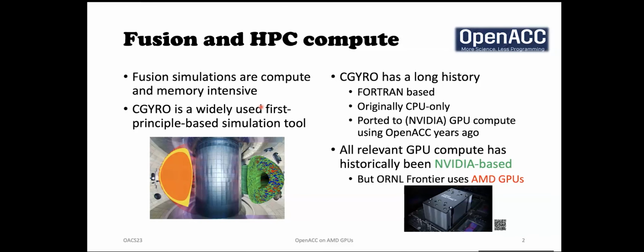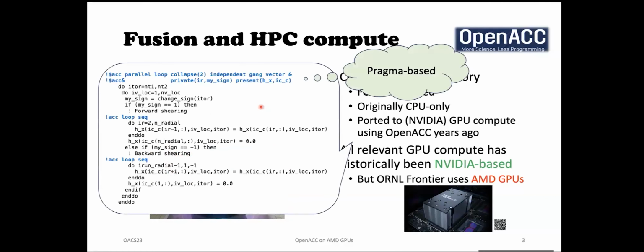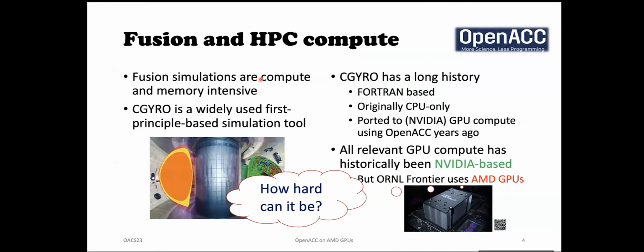It has always been in Fortran, but it was originally CPU only, and was eventually ported to NVIDIA GPUs at the time when Titan came alive, and we used OpenACC for that. Now, recently, Frontier at ORNL came along with AMD GPUs, and we had to find a way to use them. I hope everybody knows OpenACC and what it looks like. You just add a few pragmas. There is nothing NVIDIA specific here, so how hard could it be to just run it on an AMD GPU?